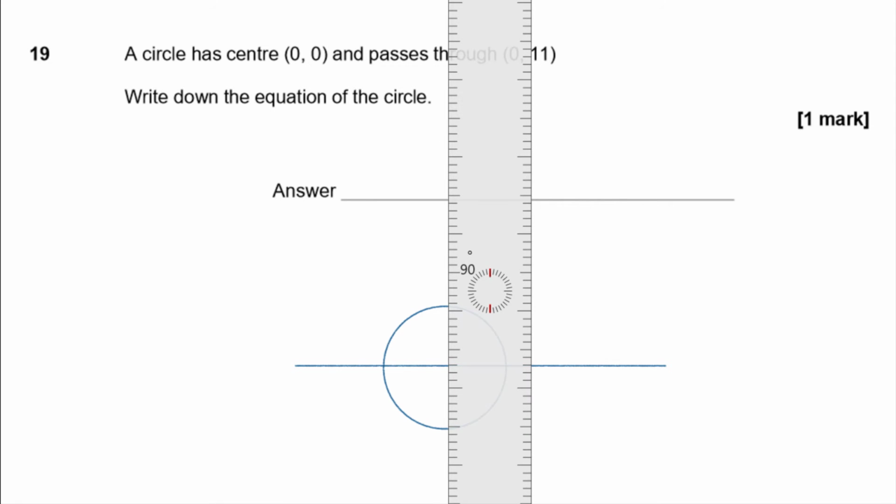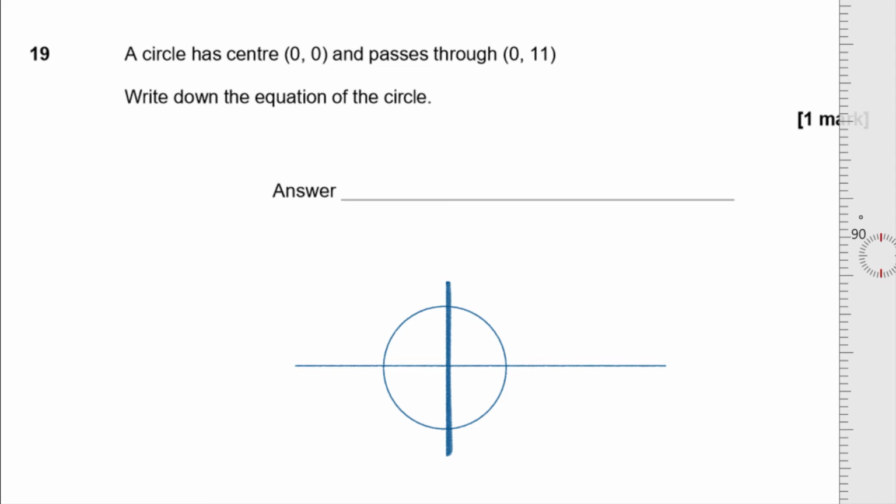And what do we know about circles? Well, what we know about this circle is we're told that the point in the middle is the point 0, 0, and it passes through 0, 11. Now 0, 11 is up there on the y-axis. So what I know about this circle is I know its radius then, don't I? If it goes from 0, 0 to 0, 11, then the radius must be equal to 11.